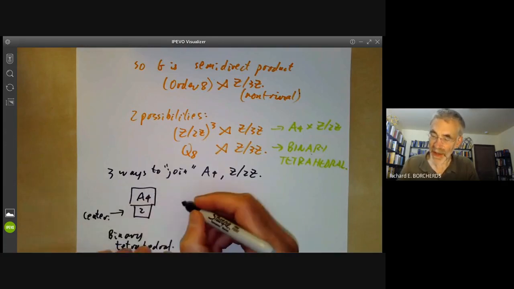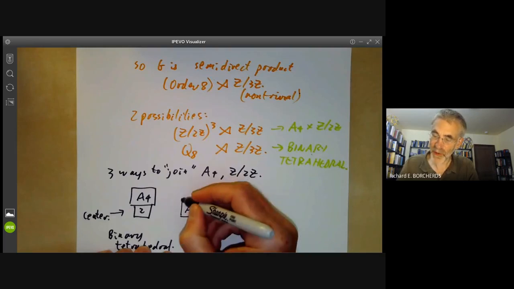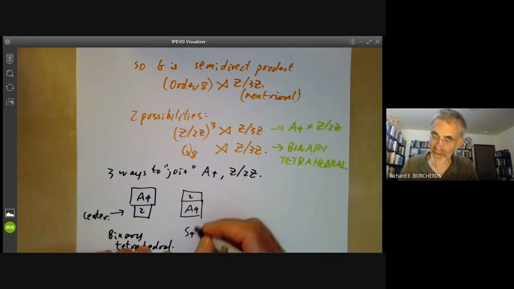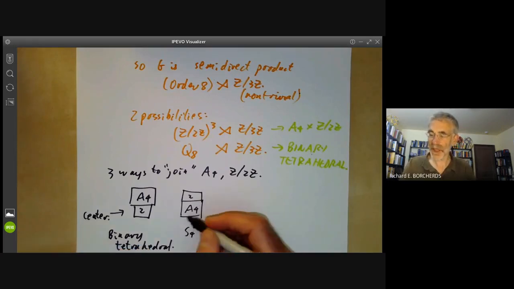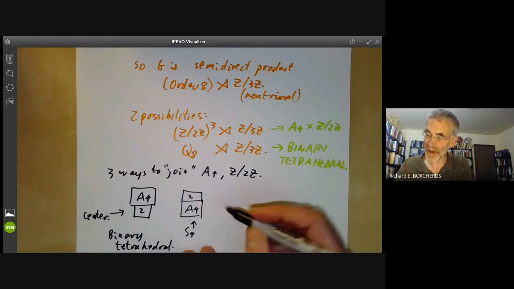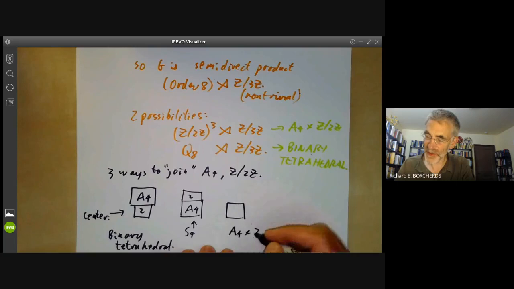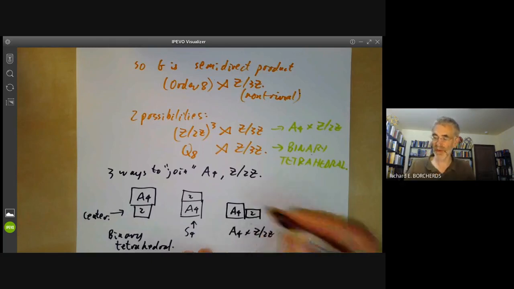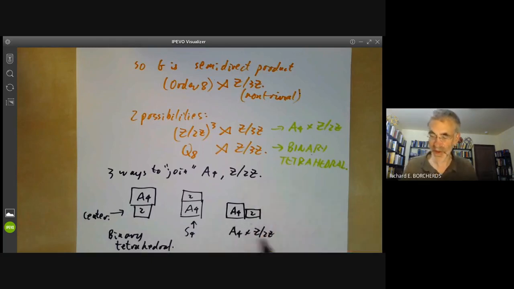On the other hand, we could have the group A4 with the group of order 2 sitting on top of it. So this is the symmetric group S4, which has A4 as a subgroup and the quotient is a group of order 2. And finally, we can just have the product A4 times Z modulo 2Z, which doesn't really have either of these groups sitting on top of the other. They're just sitting next to each other in an equal fashion. And this is a product of 2 groups.